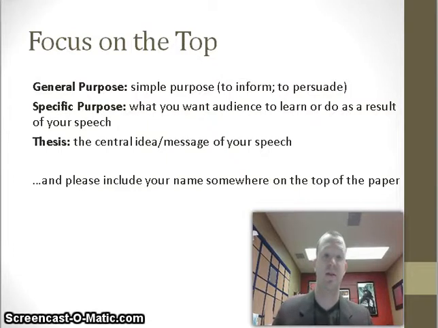Now the thesis is the central idea, the message of your speech. Now you're saying central purpose and the thesis are very similar, right? Correct. They are very similar. But the thesis is worded just like you would say it in your speech, whereas a specific purpose can be a little bit more informal. The thesis is the phrase that you will be saying in your introduction. The thesis is what you need to make sure that you say.